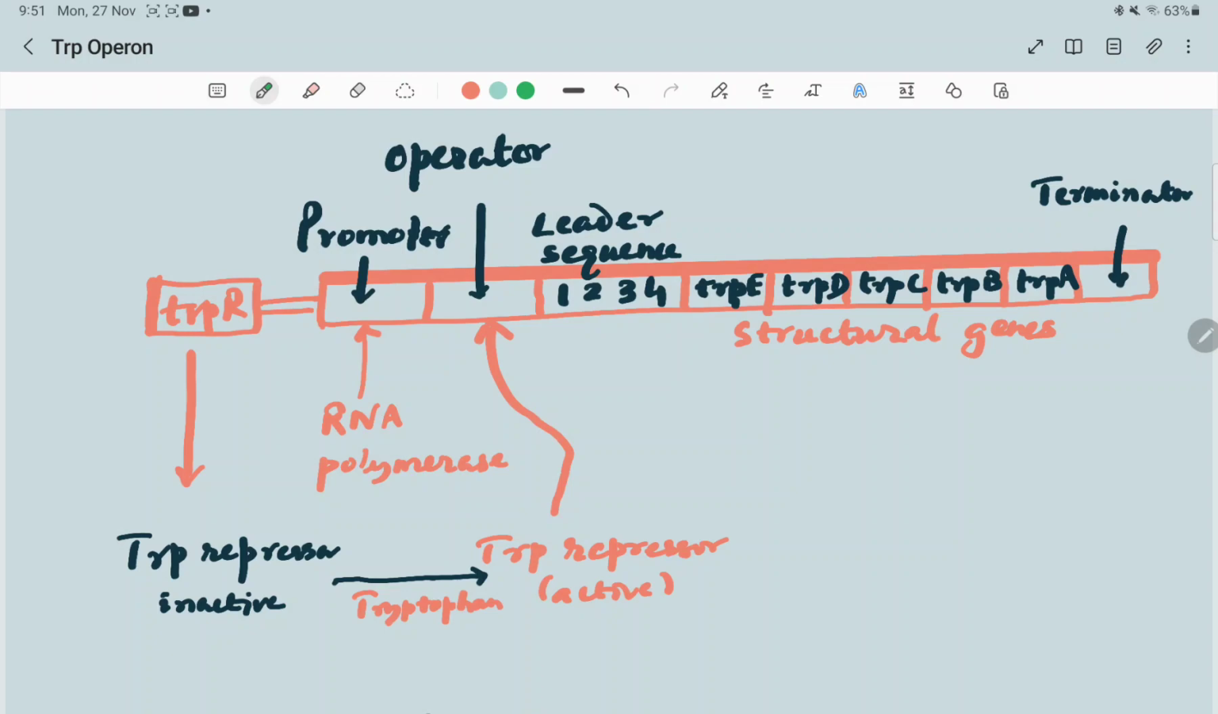So these 5 genes together produce the enzymes required for tryptophan synthesis. So we call them the structural genes, and this is the TRP operon. So this is the structure of the TRP operon, consisting of promoter, operator, leader sequence and the structural genes, and finally there is a terminator.